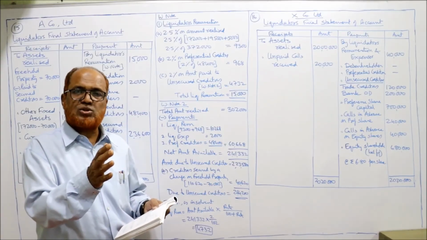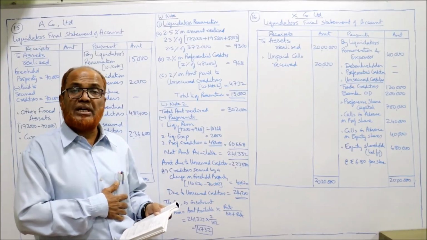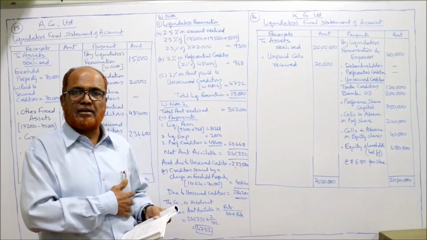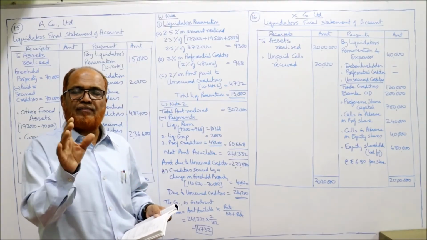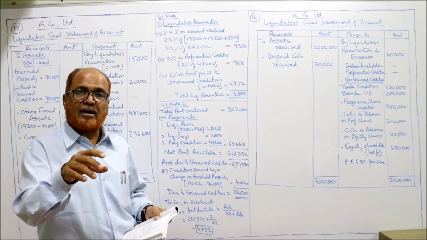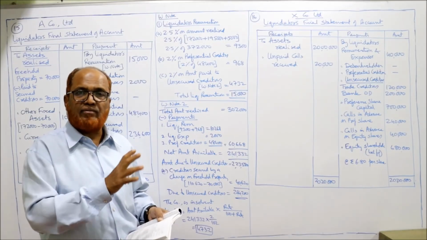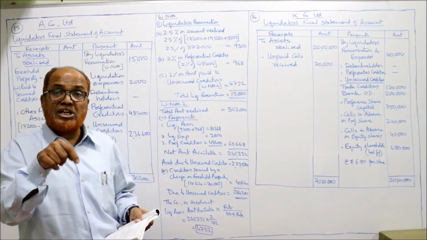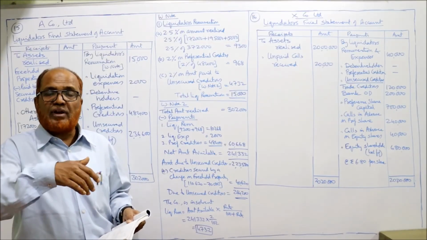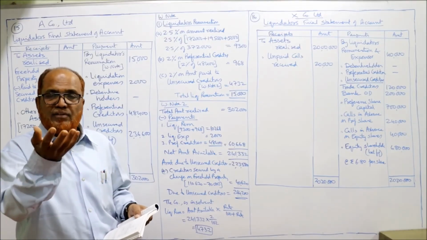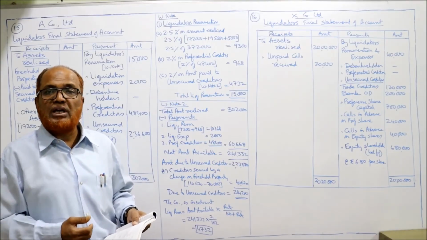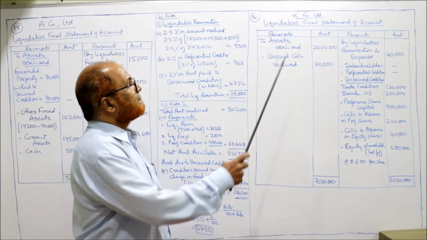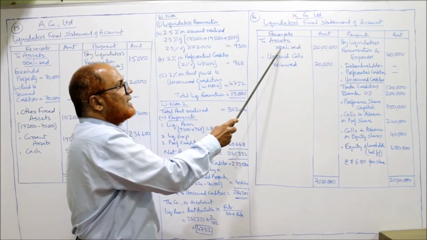Preference calls in advance should be paid before any amount is paid to equity shareholders. So first we should repay preference share capital. After paying preference share capital, if any amount is left, then we'll repay the preference calls in advance. After that, if some amount still remains, then equity calls in advance will be paid. After repaying equity calls in advance, if still some amount remains, that will go to equity shareholders.